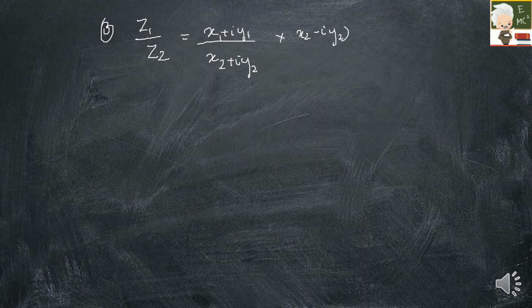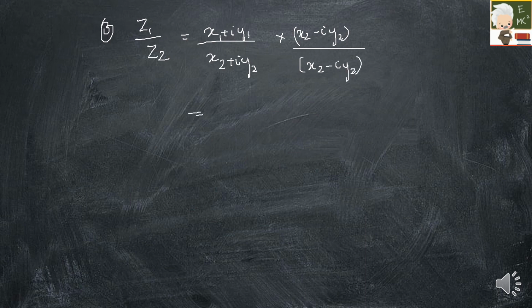And the third one is if I'm going to divide z1 by z2. So what will it be? x1 plus i y1 by x2 plus i y2, right? So there is an imaginary term, so I have to take the complex conjugate. So I have to multiply with x2 minus i y2 divided by x2 minus i y2, right?